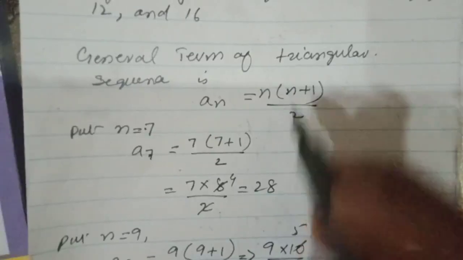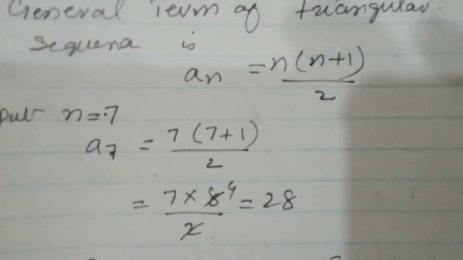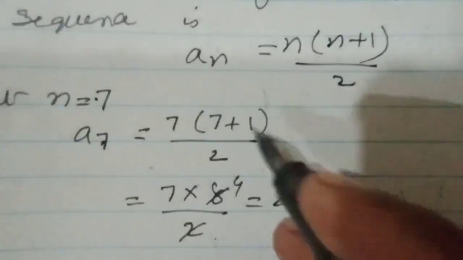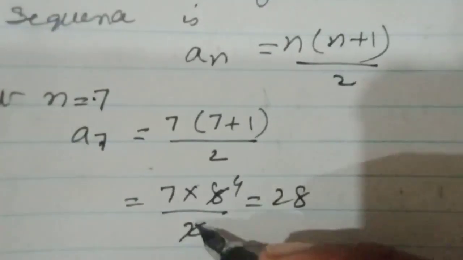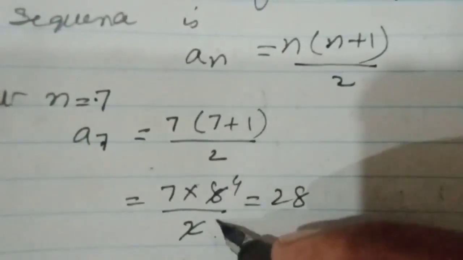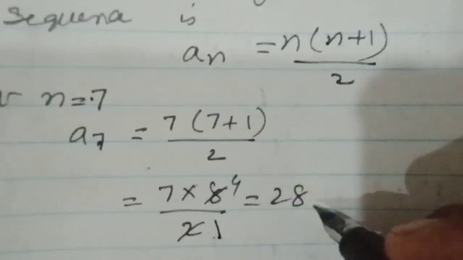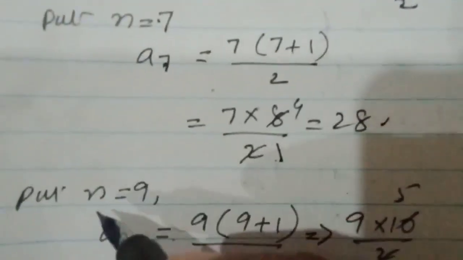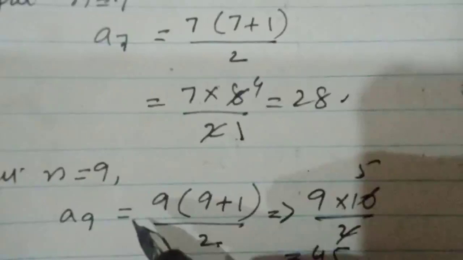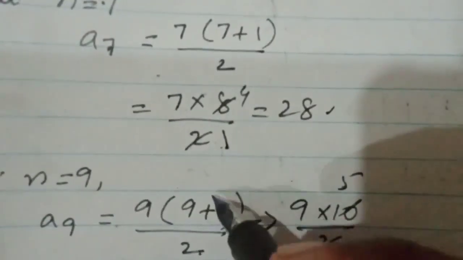You are putting 7 in place of n. So you have 7, 7 plus 1 that will be 8. You can cancel 2 and that 2, 2 4s are 8, and this will give you 28. Similarly, n is equal to 9. The number will be 9 times (9 plus 1) upon 2, and again you can cancel this 10 by 2, and 5 9s are 45.